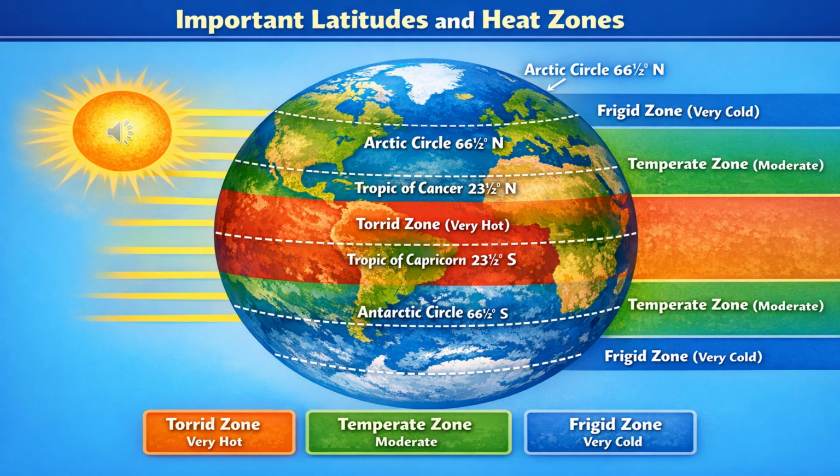Based on how the sun's rays fall, the Earth is divided into 3 heat zones. Torrid zone, very hot. Temperate zone, moderate temperature. Frigid zone, very cold.